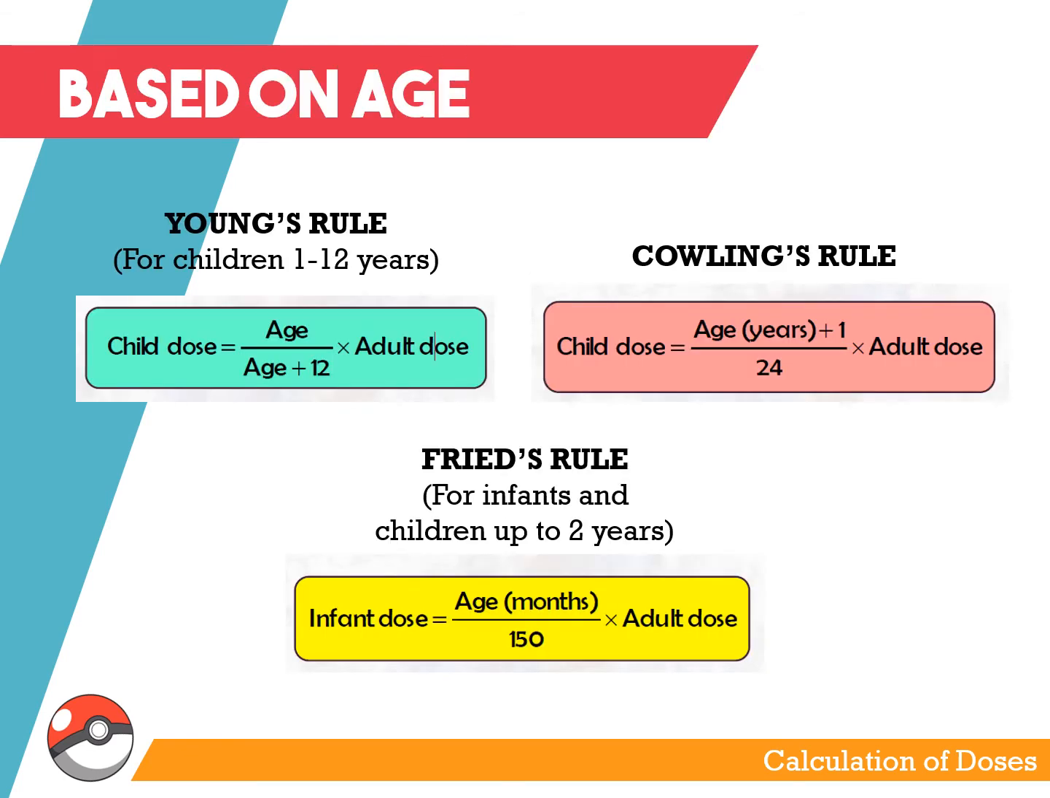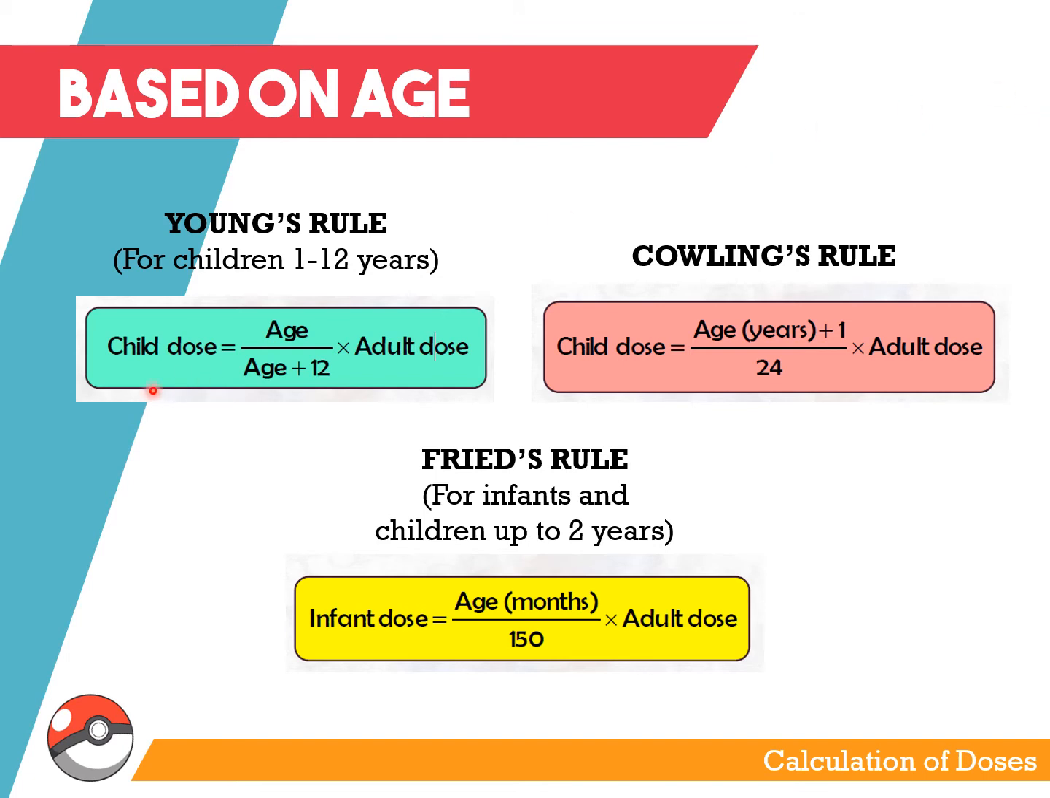Okay, so there are rules or equations that can be used in adjusting the dose for pediatric patients. There are three based on age: Young's rule, Cowling's rule, and Fried's rule. You need to memorize all of these. This is quite easy to memorize. You just need to take note of the concept.